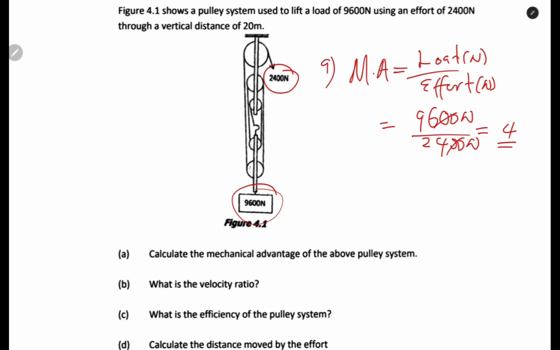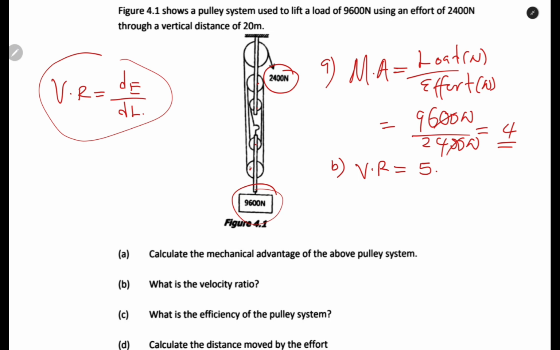What is the velocity ratio? When you are dealing with a pulley system, for the velocity ratio you just count the number of wheels or number of strings. The number of wheels is easy to count because you can see them clearly: 1, 2, 3, 4, 5. So the velocity ratio VR is equal to 5. You should also know that velocity ratio is defined as the ratio of distance moved by effort to the distance moved by load. We are going to need this formula, so it is very important.